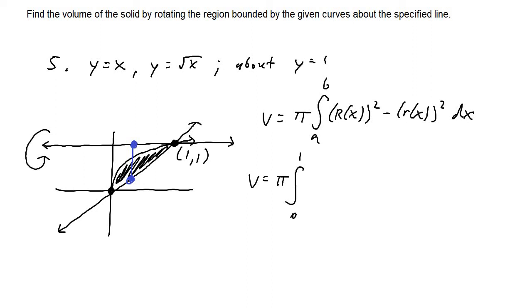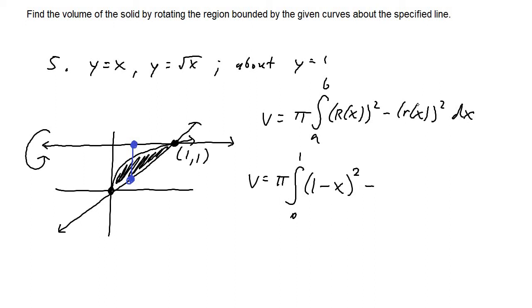So every time we rotate around something other than just the x or y axis, we have to take the line minus the curve, and that's going to end up being the radius. In this case, the line is y equals 1, obviously. So we're going to take 1 minus the curve, and the curve, we already identified it to be y equals x. So we take 1 minus x, and that's going to be our radius. We square that.